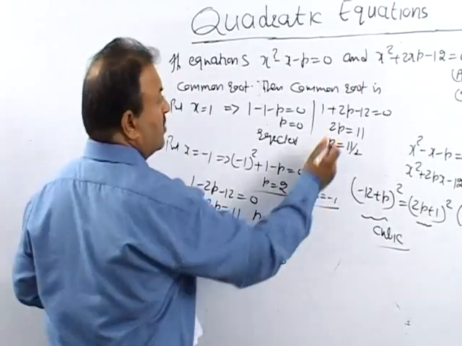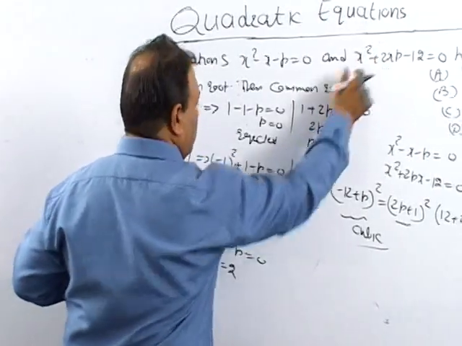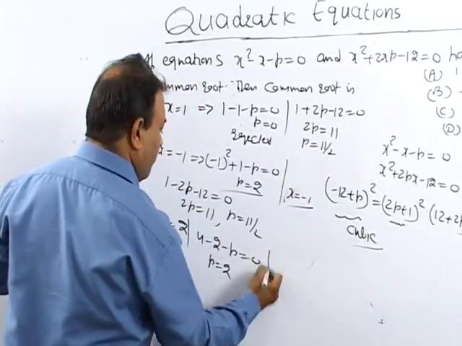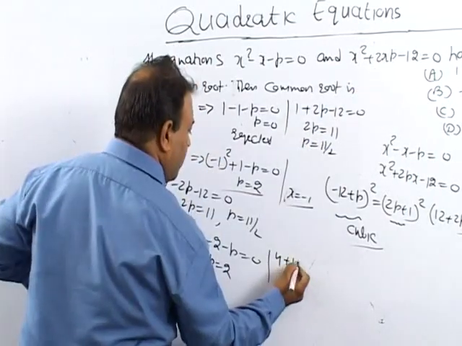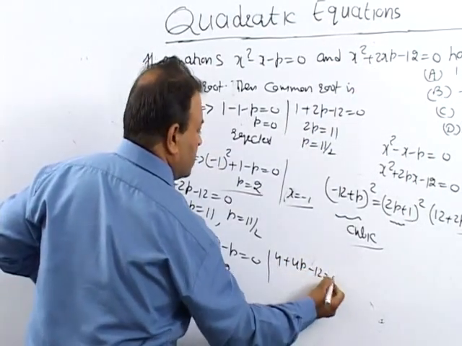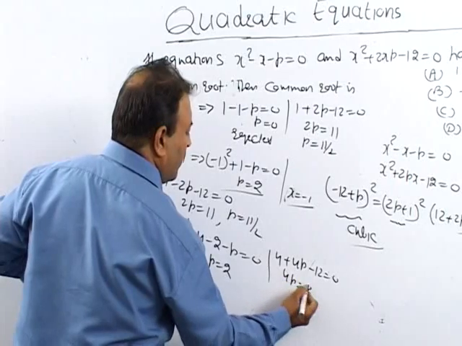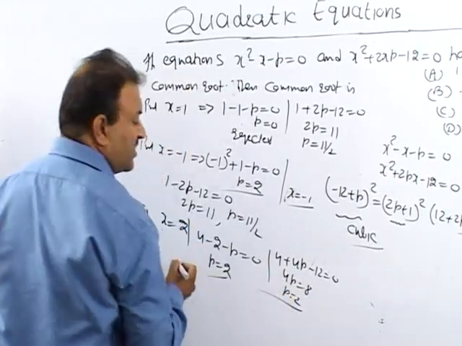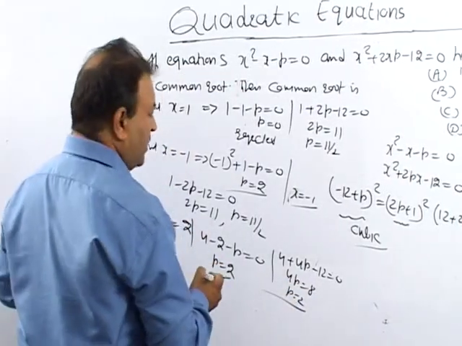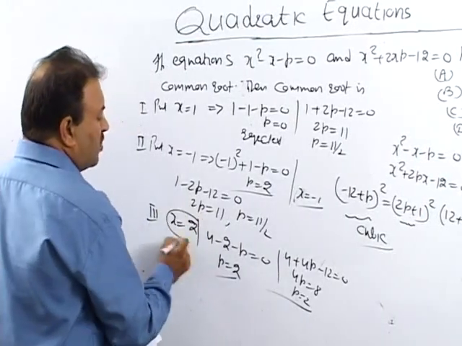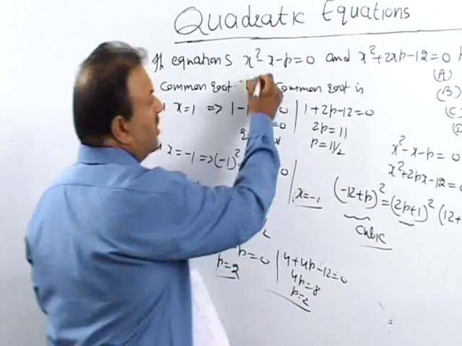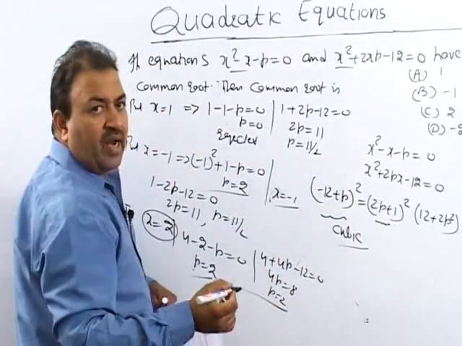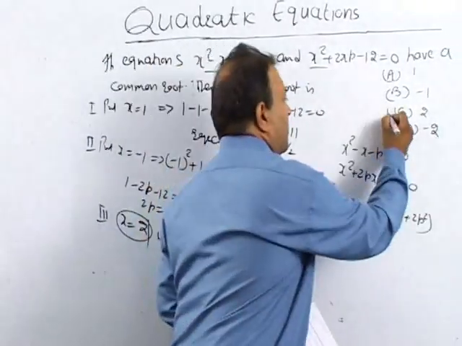Now put x is equal to 2 in the third option. We got 4 plus 4p minus 12 is equal to 0, 4p is equal to 8, p is 2. Yes, this is the right option. By putting x is equal to 2, we get p is equal to 2 in both these equations. So the right answer is option C.